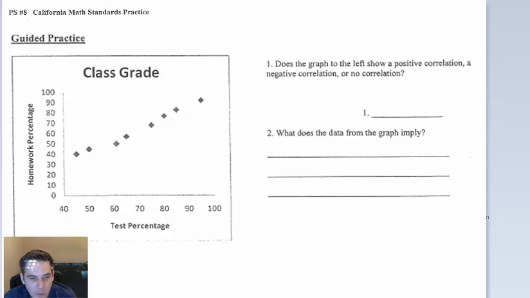This here is all about scatter plots, and this tends to be one of the questions that people miss on the Casey all the time, but not because it's hard. It's because they just don't know. They just haven't been taught this.